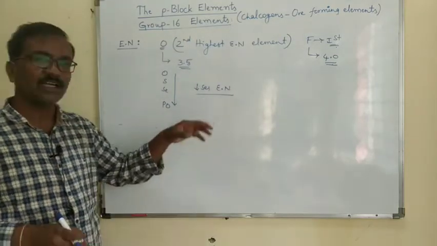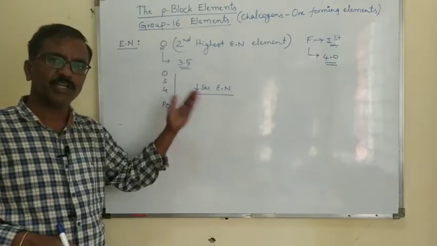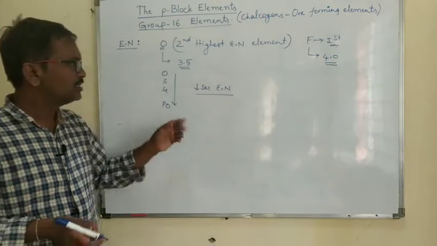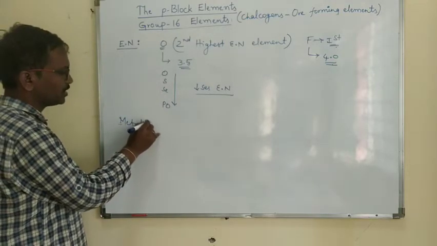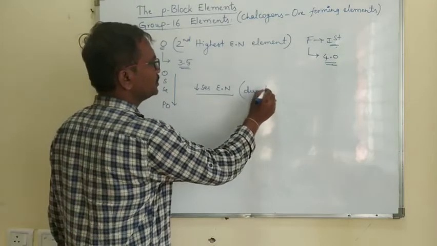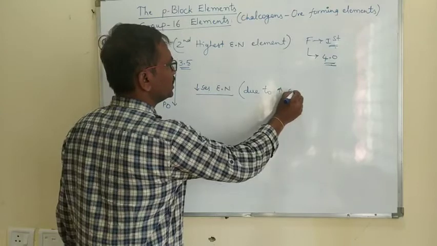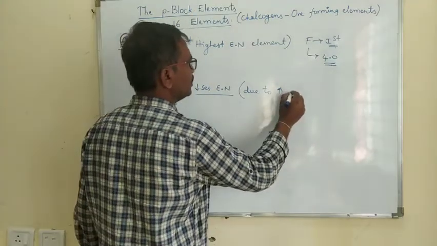Generally, the metallic character also increases as the size increases. The next one is metallic character. Electronegativity decreases due to the increase in atomic size.